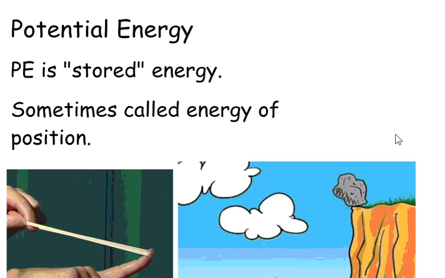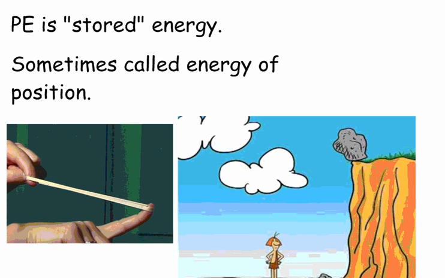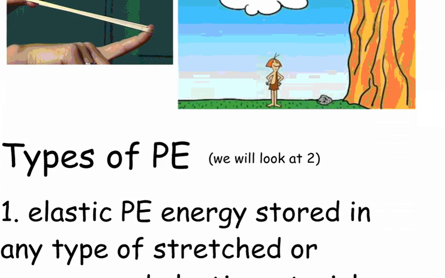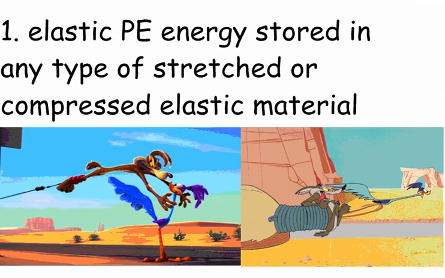We had talked about potential energy, how it's a stored energy. And we looked at the rubber band with elastic potential energy, and then we looked at gravitational potential energy in the rock. We watched the Wile E. Coyote and the Roadrunner.